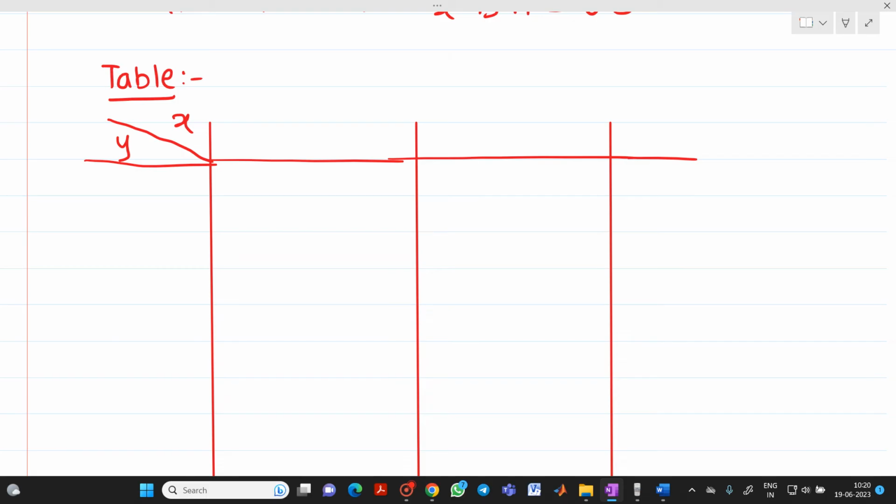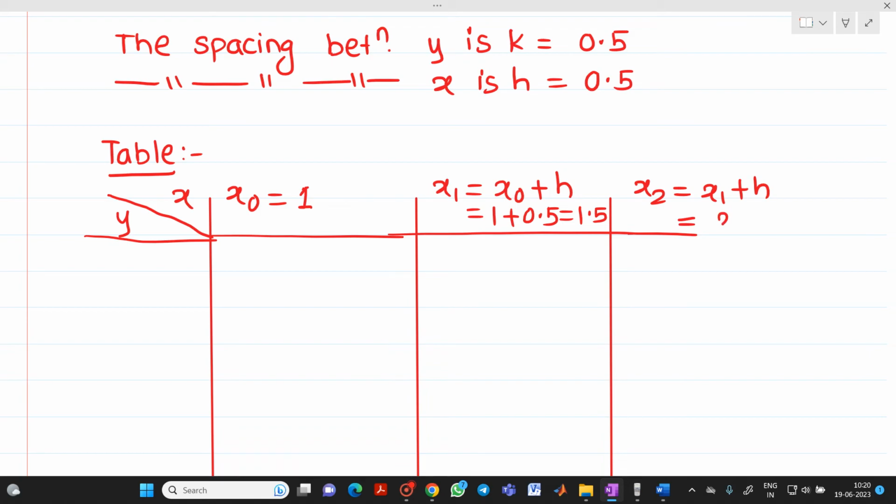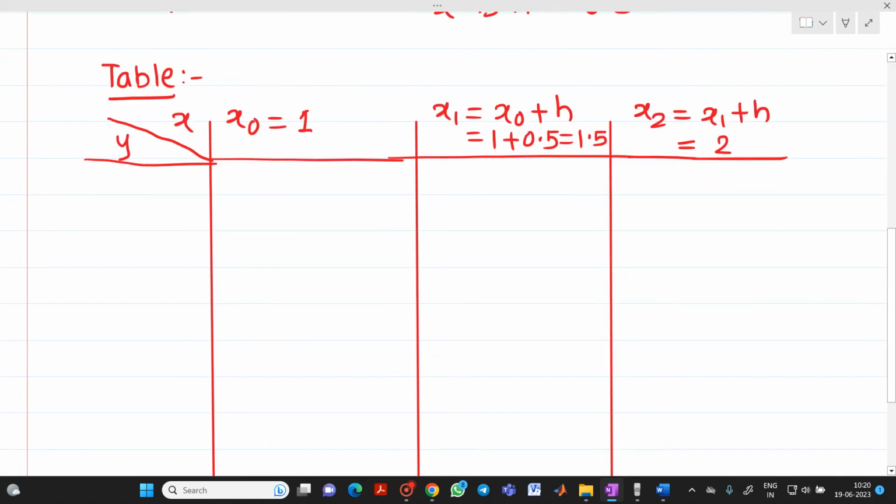So what is first x0? x0 starts from 1, so let me write it as 1. How to find it out? x1 will be equal to x0 plus h, which is equal to 1 plus 0.5, which will be equal to 1.5. And similarly, x2 will be equal to x1 plus h. x1 is 1.5, h is 0.5. So here you will get this as 2.